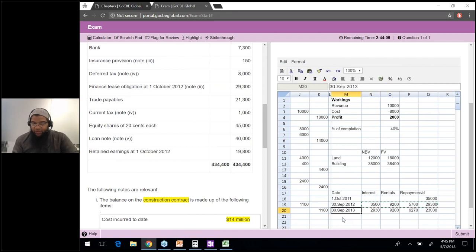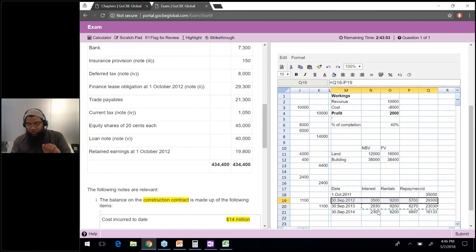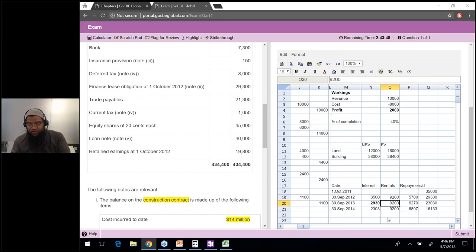Okay, so 30th September 2013, and then we are going to also calculate one more year, 30th September 2014, copy and paste. So all values we have got now. So the question has done the work over here. The finance cost relevant for us in the current year is going to be 2930. The amount paid during the year is 9200. The repayment, the current liability is going to be 6897, and the non-current liability is going to be 16133.